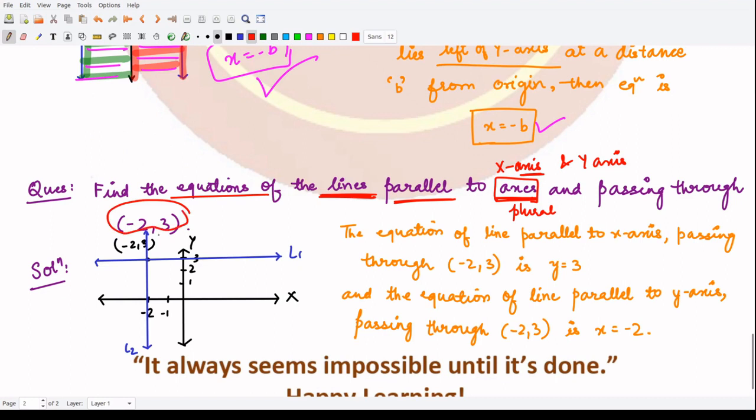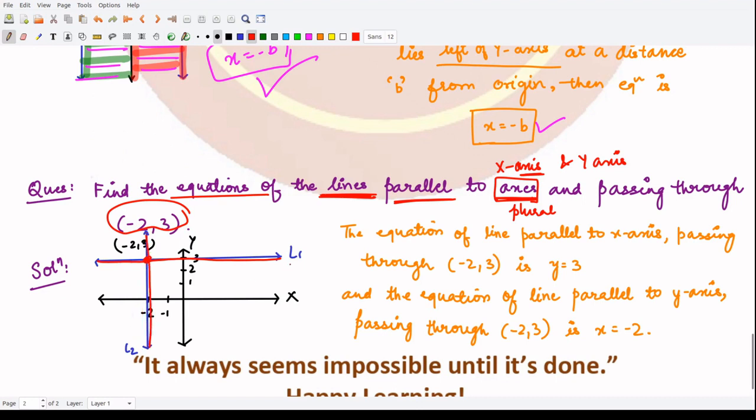Let's first mark this point. This is your point (-2, 3) in the coordinate plane. Actually there are infinite lines through it. You can also have a line like this, you can also have a line like this, but the special lines here are only two: this horizontal line L1 and this vertical line L2, correct?